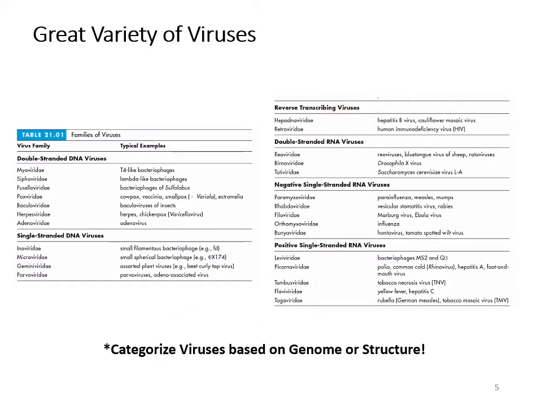Sometimes they also categorize viruses based on their shapes. Okay, so is it a helical virus or a complex virus, something like a bacteriophage. Okay, so just know that viruses are usually categorized based on their genome or on their shape, which can also be called their structure.